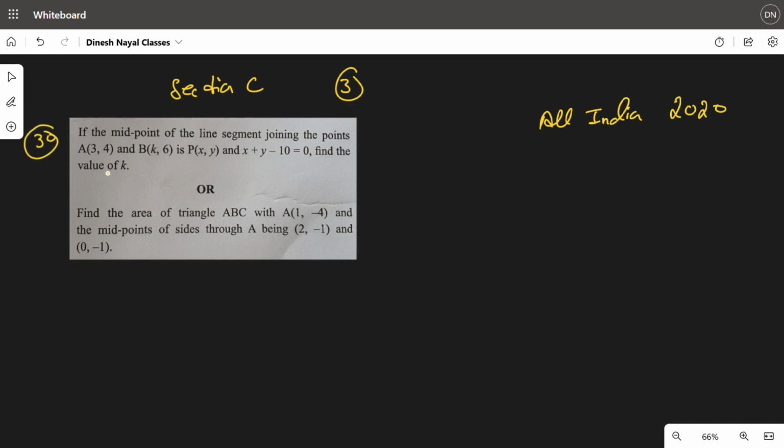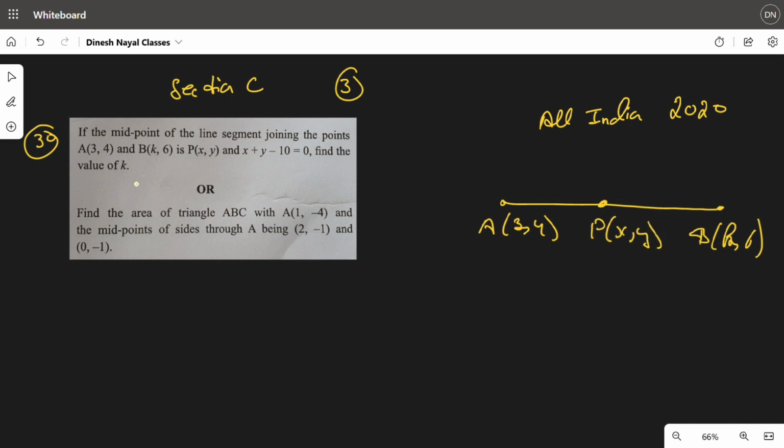Now, if the midpoint of the line segment joining the points A and B is P, and they have given the equation x plus y minus 10 equal to 0, find the value of k. Okay, let's draw the points first. A is 3 comma 4 and B is k comma 6. Now this is the point P, x comma y.